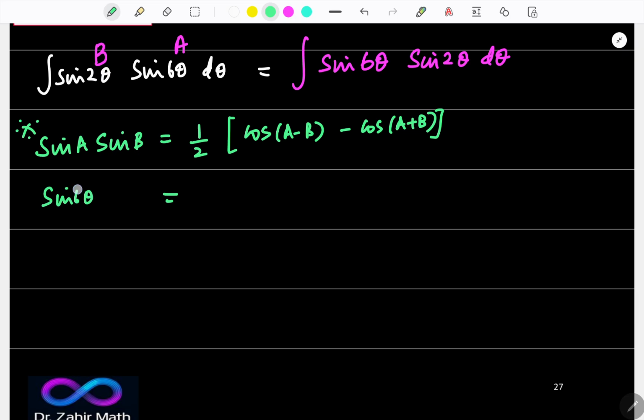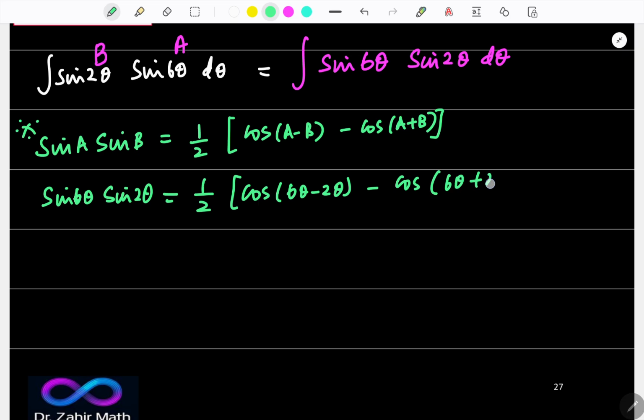So this equals, now we want sine 6 theta multiplied by sine 2 theta, which is half times cosine 6 theta minus 2 theta, minus cosine 6 theta plus 2 theta. So this equals half times cosine 6 minus 2 is 4, minus 6 plus 2 is 8. Okay, teacher, if I forget this A greater than B, what will happen?